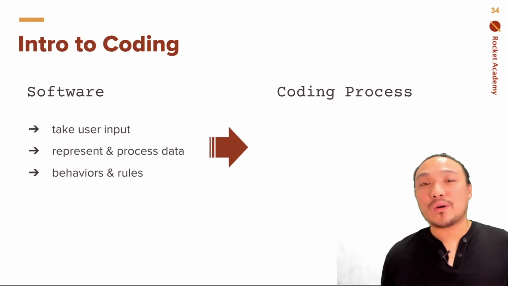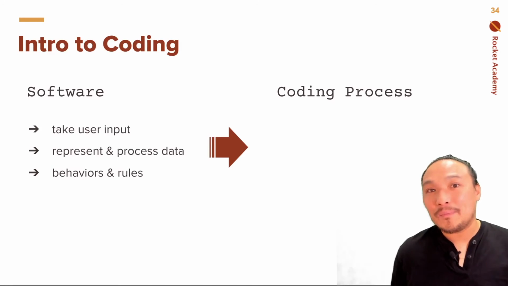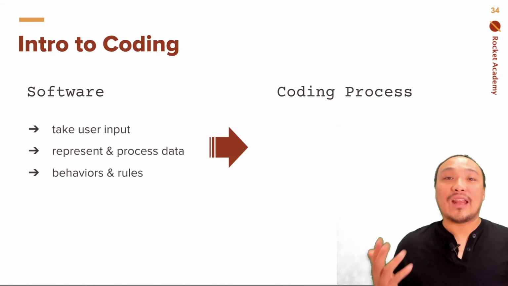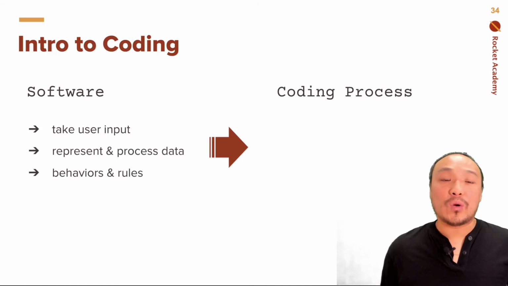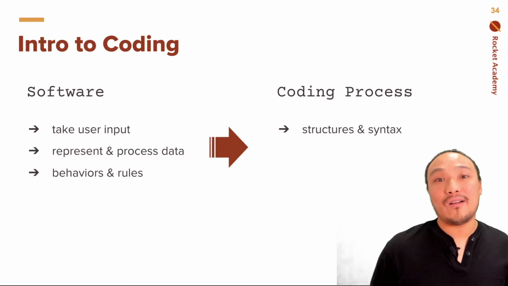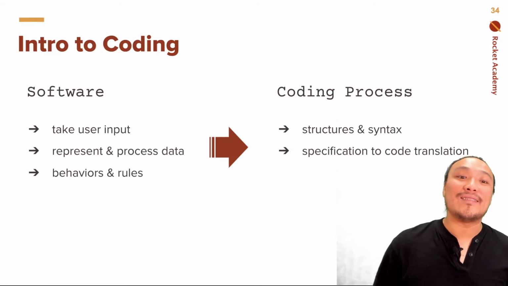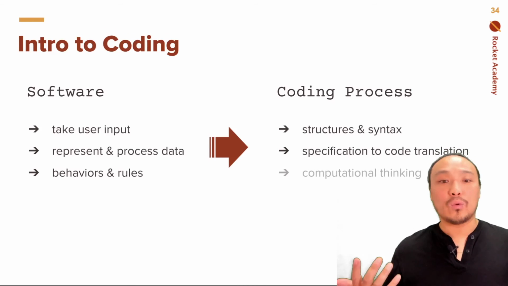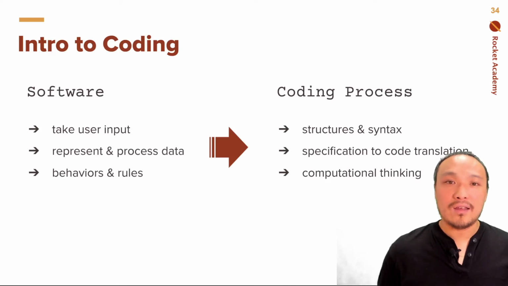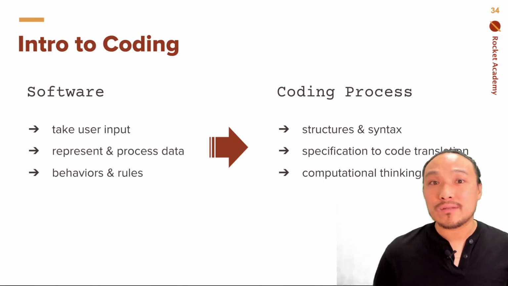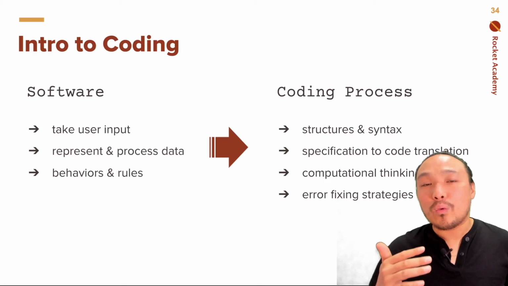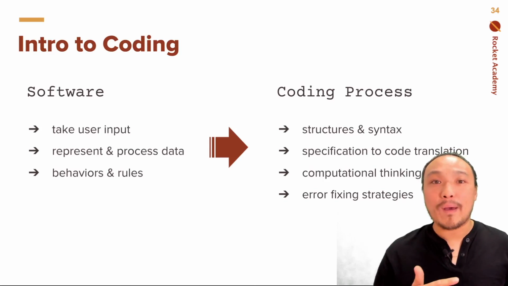So to review, in this course, our objective is to build this piece of software. It has these properties of taking user input, representing and processing data, and encoding behaviors and rules. And we're going to go through the process of practicing coding through the syntax and structures of the JavaScript language. We're going to practice the translation of an English language specification to the actual code. We're going to practice computational thinking, the elements of how the computer executes instructions, and we're going to practice error fixing strategies about how to know where our code is going wrong and how to go about diagnosing those things.